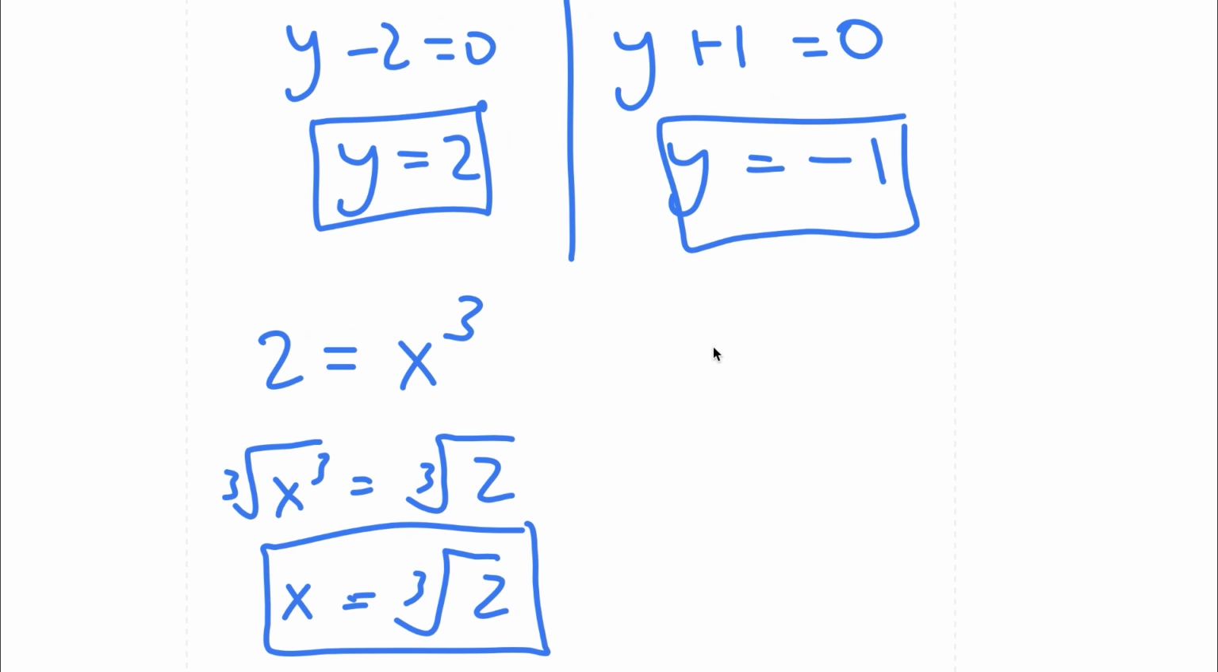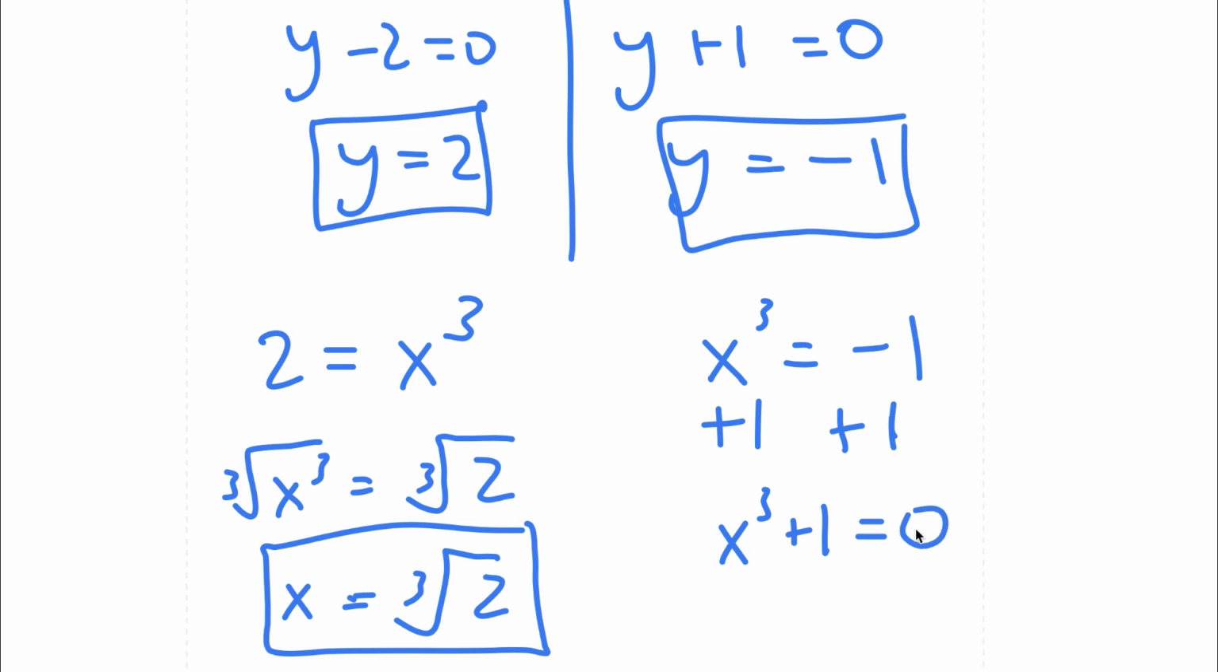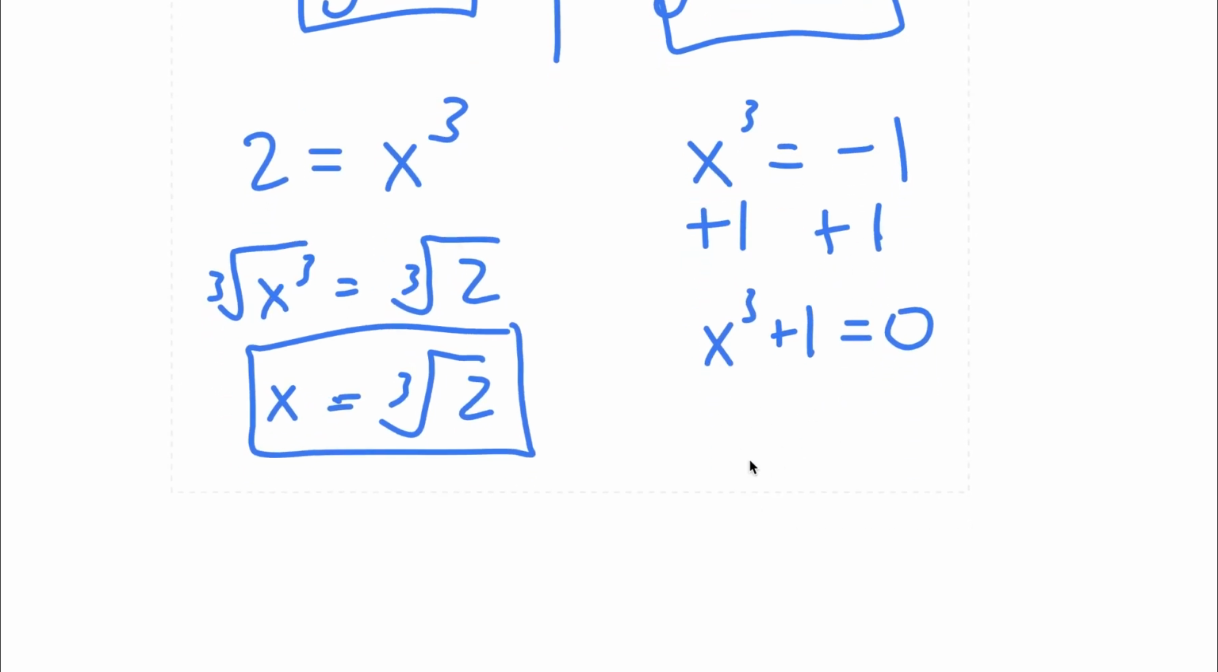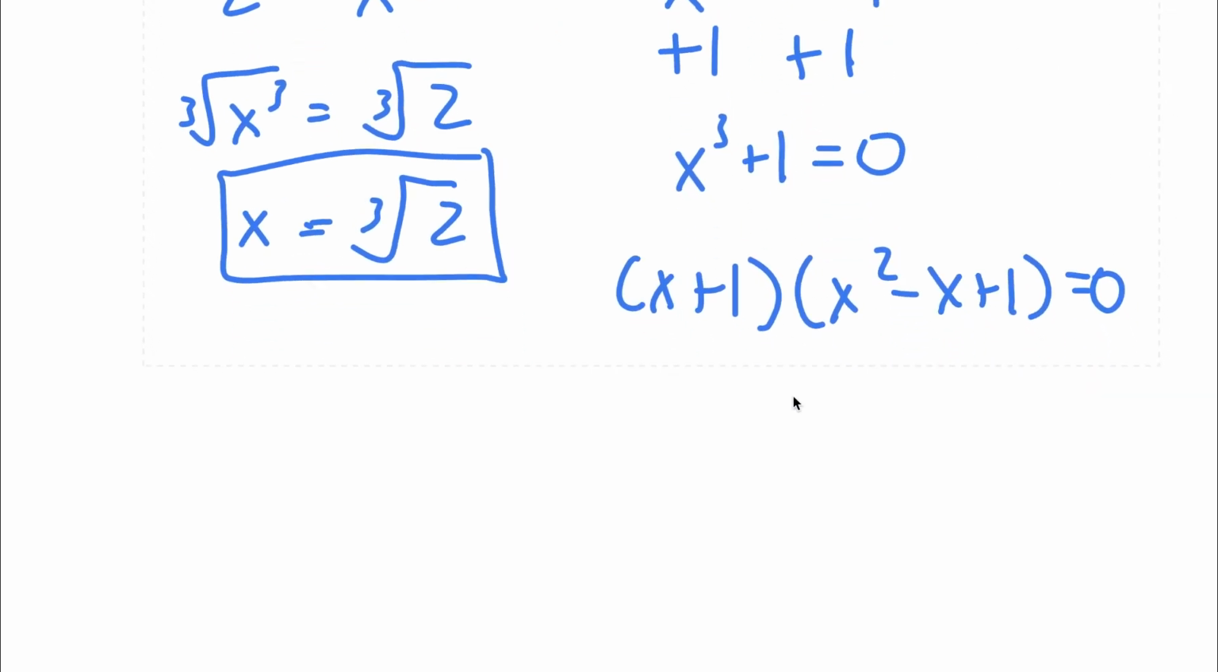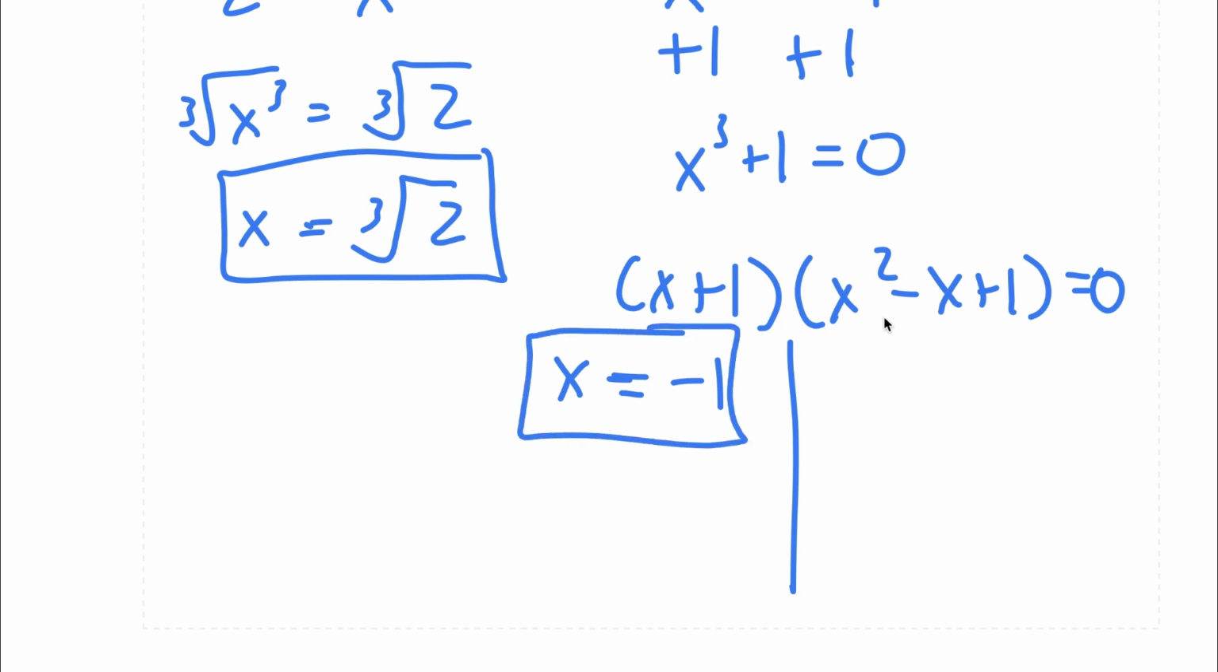Now, if y is equal to negative 1, then I have x to the power of 3 is equal to negative 1. So now to solve this, I'm going to add 1 on both sides. So I get x to the power of 3 plus 1 is equal to 0. Now, x to the power of 3 plus 1, I can rewrite that as x plus 1 times x squared minus x plus 1 is equal to 0. So this gives me two equations. I have x plus 1 equals 0, which simply means x is equal to negative 1, which is one solution. And I have x squared minus x plus 1 equals 0.